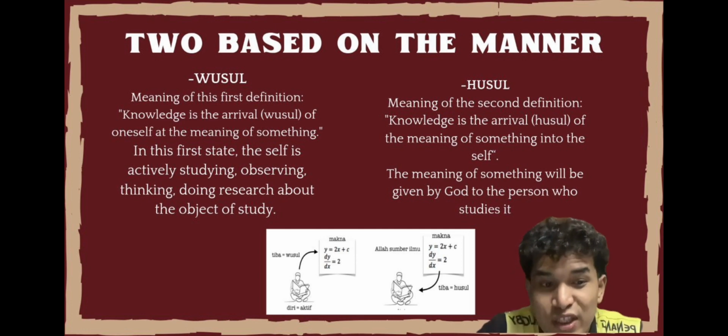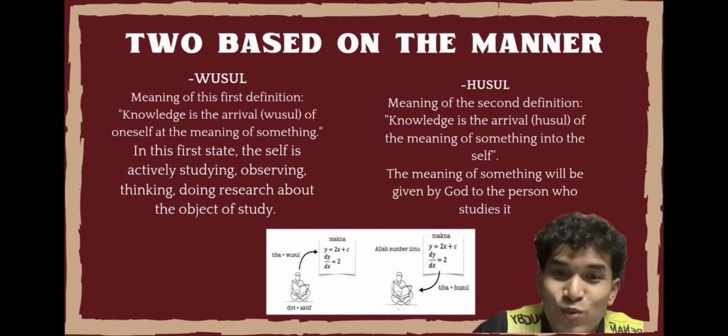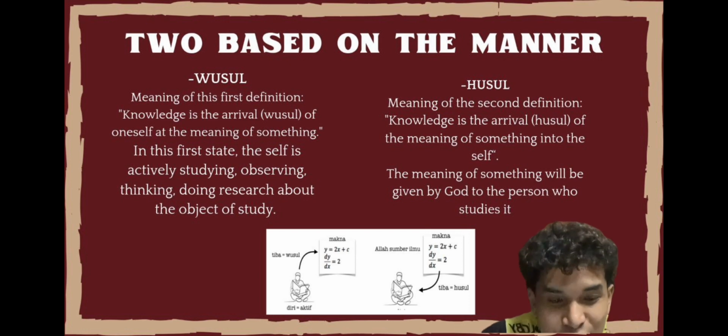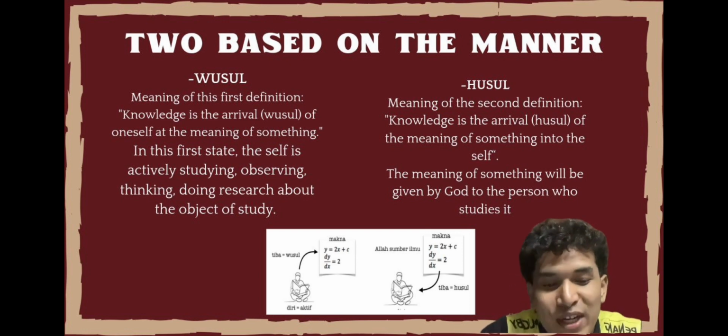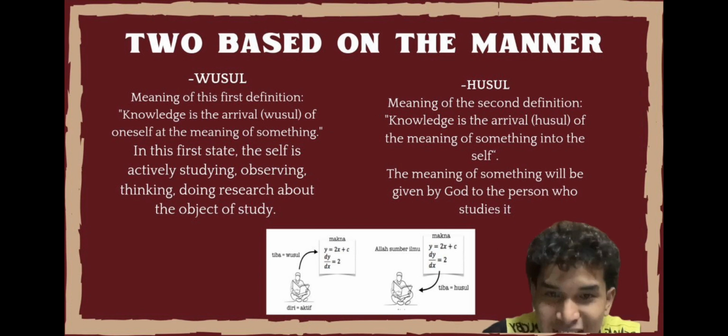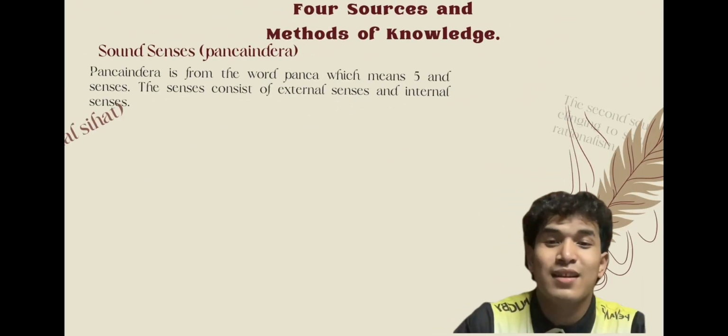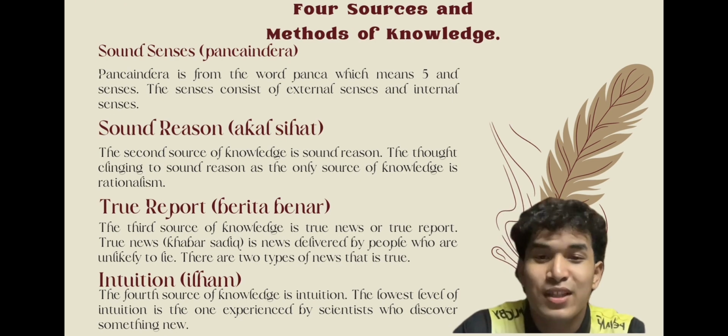Al-Attas divided knowledge into two bases, husul and wusul. Success requires effort, but effort is not a guarantee of success. The effort is a human affair, whereas success is God's affair. Next, I will explain the 4 sources and methods of knowledge.